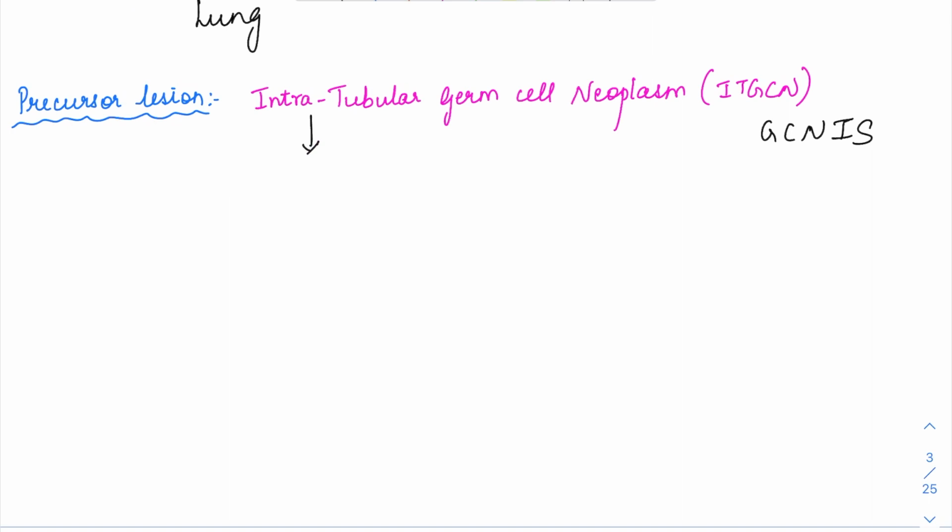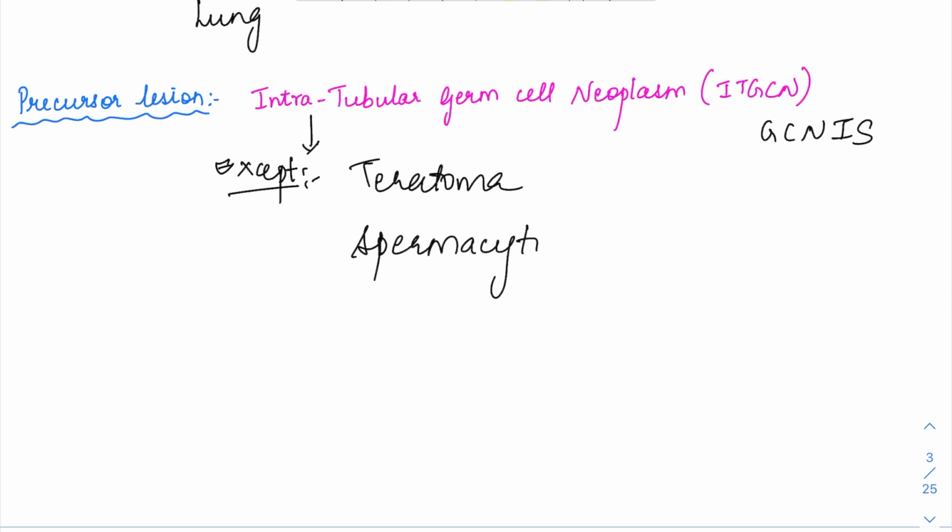ITGCN can be a precursor lesion to most of the germ cell neoplasms except teratoma and also spermatocytic tumor. So these exceptions can be important.